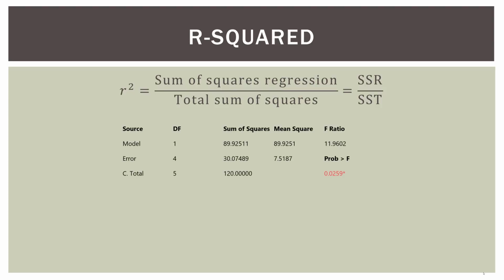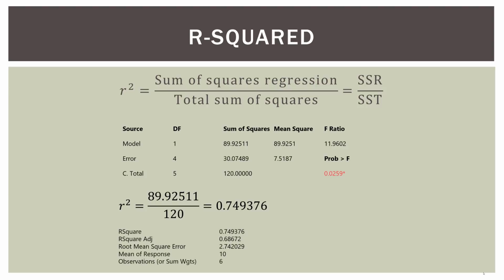When we go ahead and do that, you can see here in the output that we have the model sum of squares of 89.92511. Then we have the error and the total there. So we go ahead and do that division. 89.92511 divided by 120 gives us 0.749 and some change. And when you look at the output, you can see that the R squared is indeed 0.749376. So that's where that comes from. R squared is simply the sum of squares due to the model or regression divided by the total sum of squares, and that gives you the actual R squared that you see in your output.